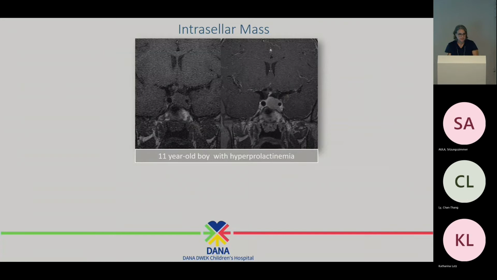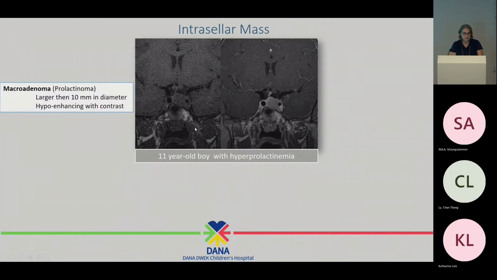For an intrasellar mass, this is an 11-year-old boy with hyperprolactinemia. Even without contrast, we see displacement of the stalk, and then we give contrast and we see this large lesion extending into the cavernous sinus, causing some narrowing of the ICA. This is, of course, an adenoma, just above 10 millimeters in size, so this is a macroadenoma.